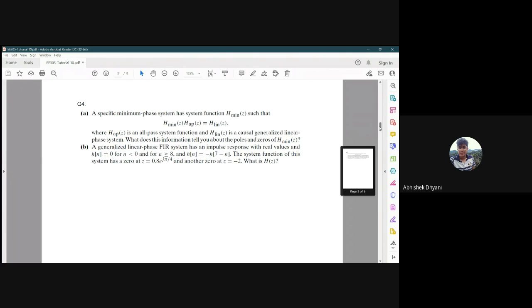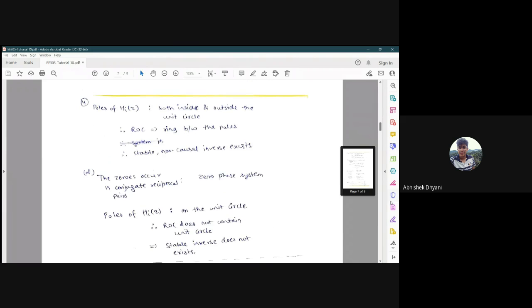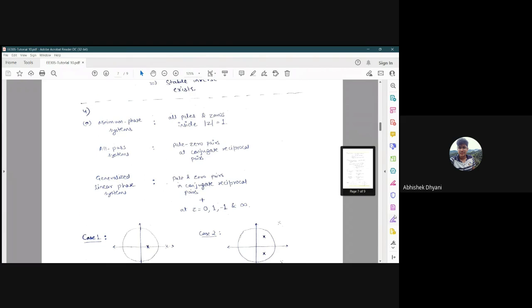Okay, so well, in this case, the first thing is we have to understand that for minimum phase systems, all poles and zeros are inside the unit circle. And for all pass systems, we know that pole zero pairs are at conjugate reciprocal pairs. Now, for the generalized linear phase systems, we have the pole and zero pairs in conjugate reciprocal pairs, as well as z equal to 0, 1, -1, and infinity. So we can also have poles and zeros at these positions.